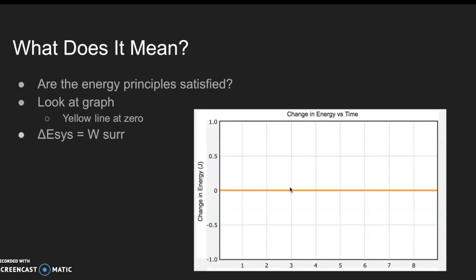The fact that this change in energy versus time graph is at 0 means that the delta E for the system is equal to the W, or the work of the surroundings, which was 0, which does satisfy the energy principle because that is what was predicted.